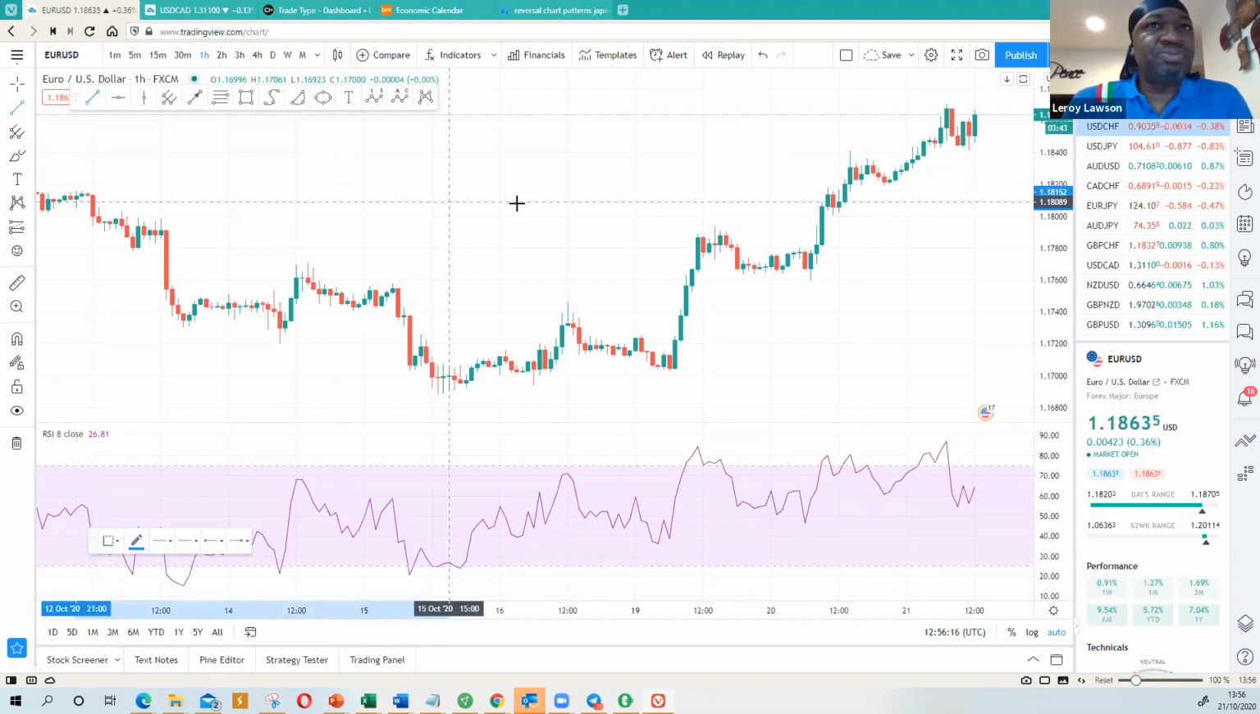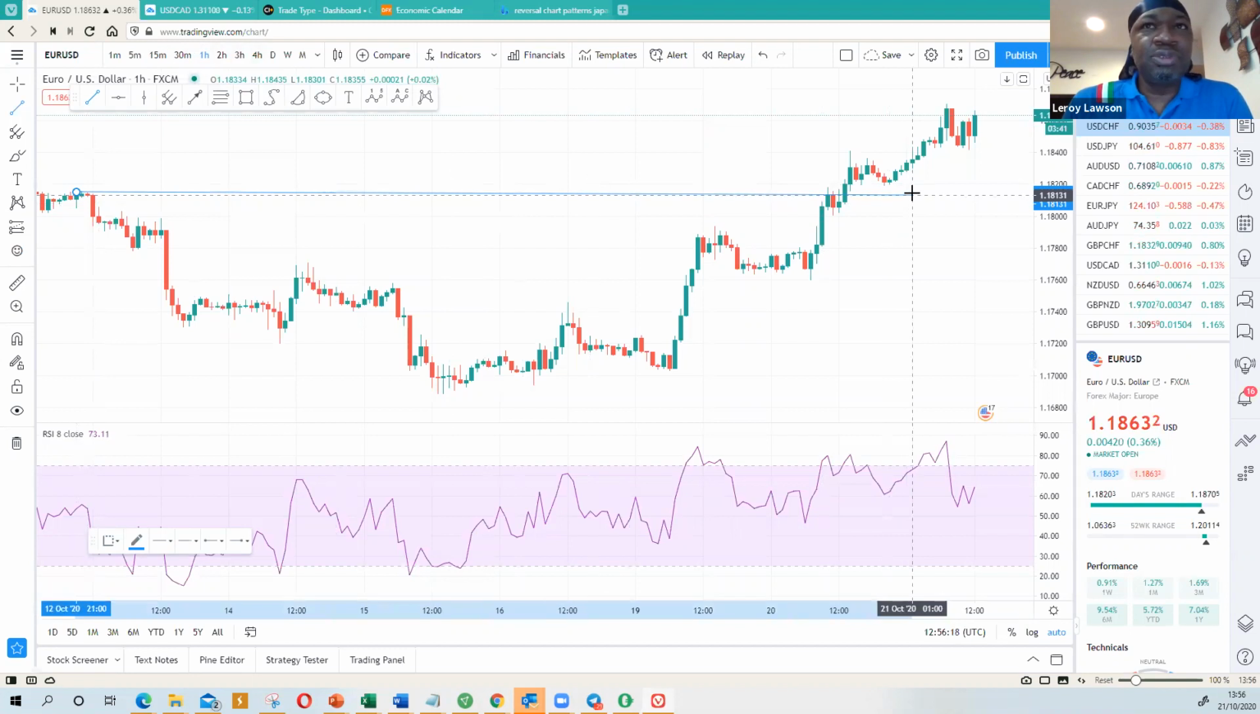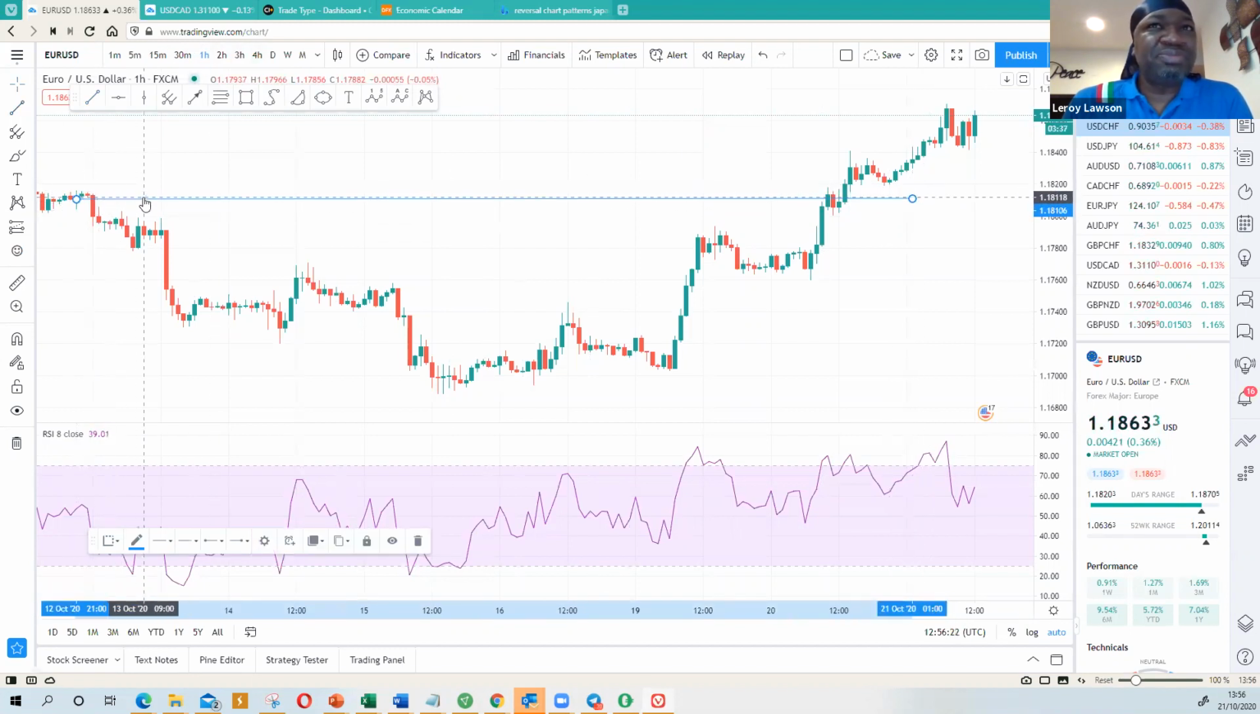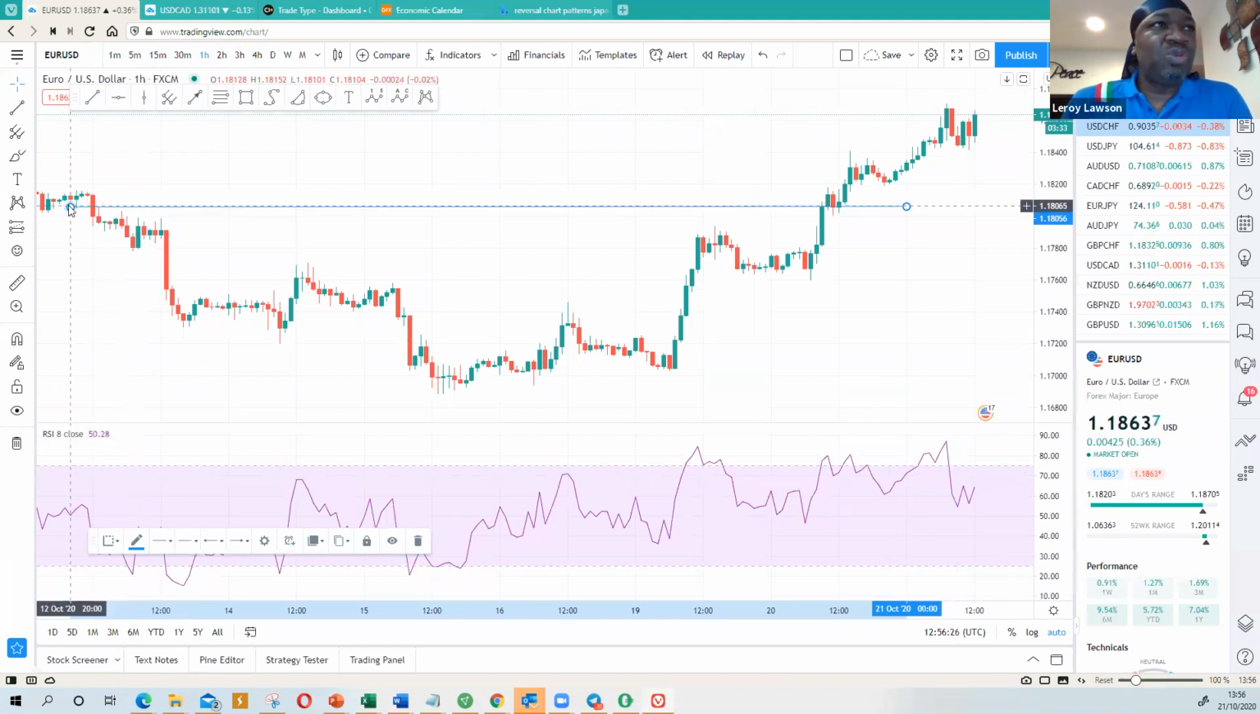So let me just draw that. All right, I'm gonna draw these lines down a bit. Okay, so wherever price hits more than once, I don't care if it's up, I don't care if it's down. At some point, support turns into resistance and vice versa. All right, so I want to look at stuff like that.